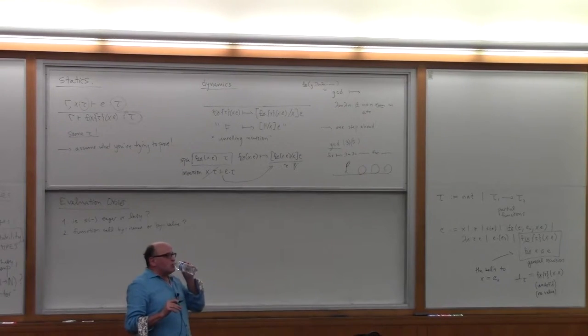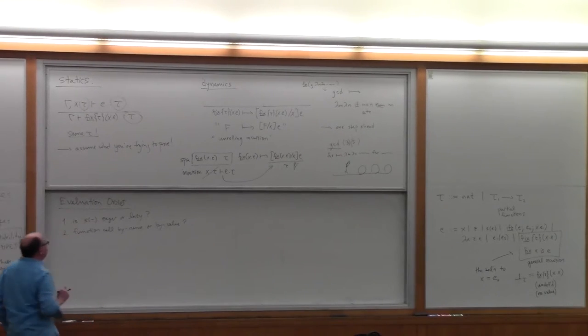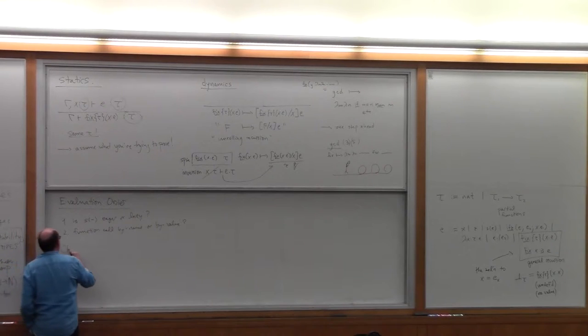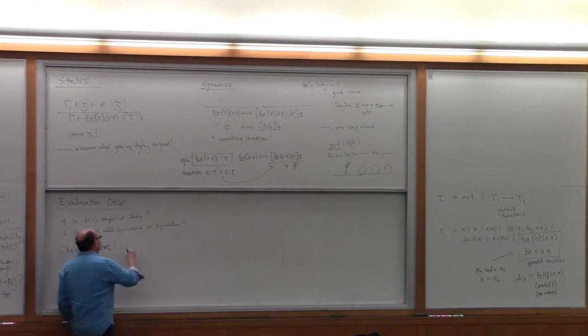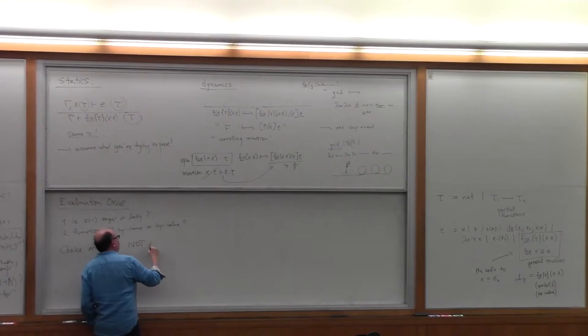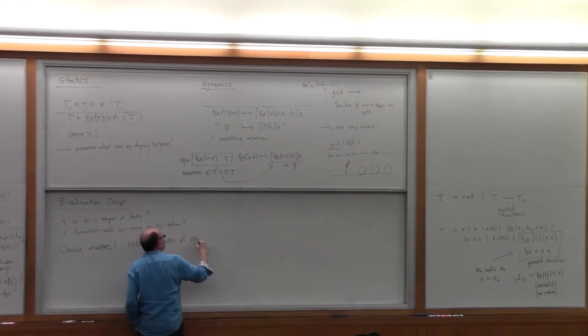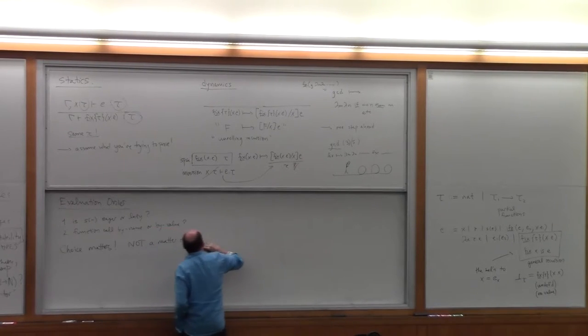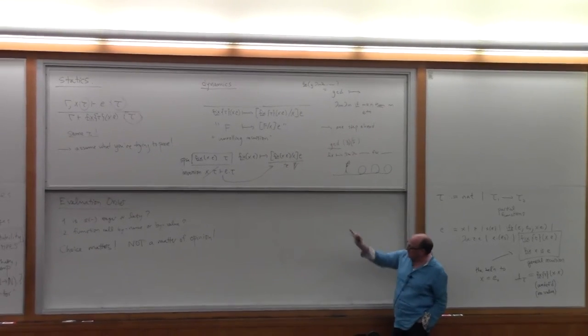However, in the presence of partiality and general recursion, the difference is of the essence. The choice matters enormously. In other words, there are theorems that govern this. It's not a matter of opinion. There's right and wrong here, and I'm going to explain what I mean by that. So, not a matter of opinion.